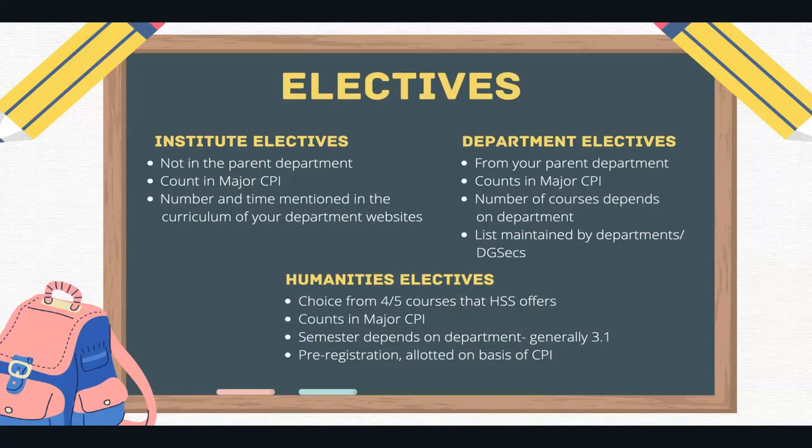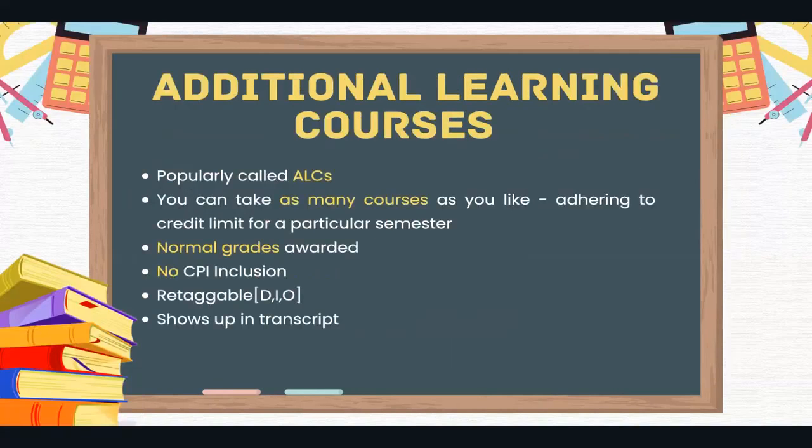For the humanities electives, you again have to go through the pre-registration process, similar to the minors, because they are allotted to you on the basis of your CPI. So you'll have to put in a preference order in the pre-registration portal itself, and then you'll be allotted on the basis of CPI.